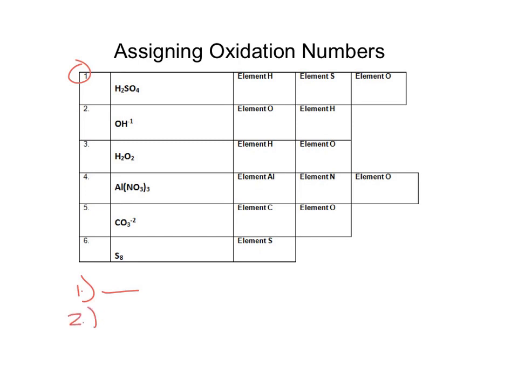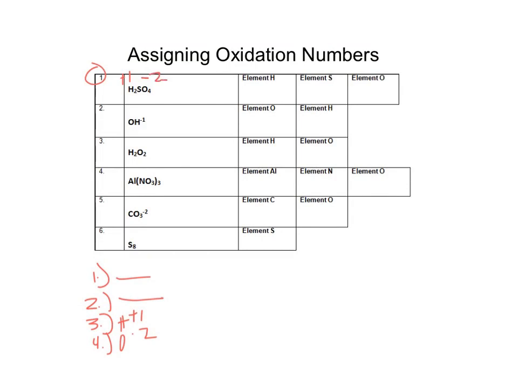Rule number 2, do you see any alkali or alkaline earth metals? Nope. Rule number 3, is there a hydrogen? Yes. Hydrogen, we're going to assign it to be a +1 charge. Okay, rule number 4, I think it was oxygen, is it a -2? And that is true.